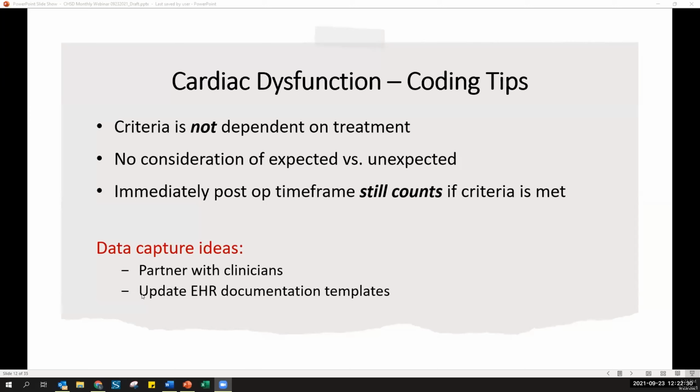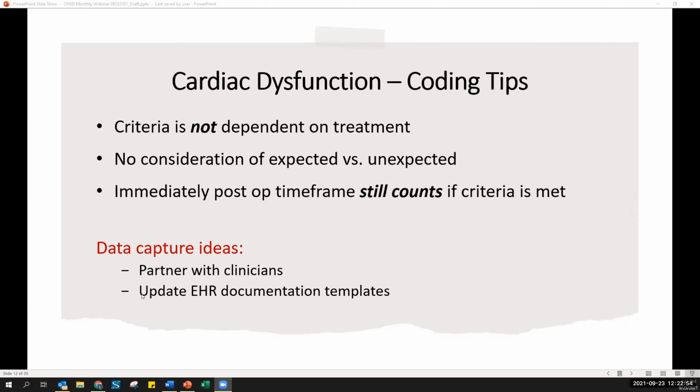So the best way that I think you can capture this, and maybe a shift in how we think about the complications and how we're going to code them, is to partner with your clinicians. Perhaps they can get better at documenting this. I've seen documentation at some hospitals where they honestly say, this is low cardiac output with normal cardiac function, and is not in this cardiac dysfunction state.